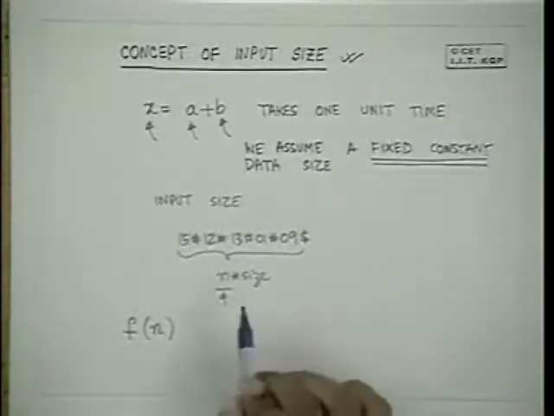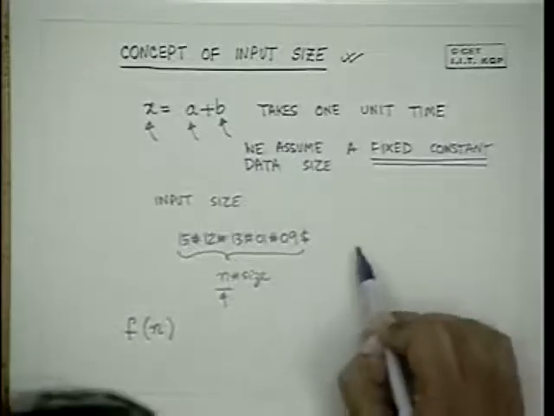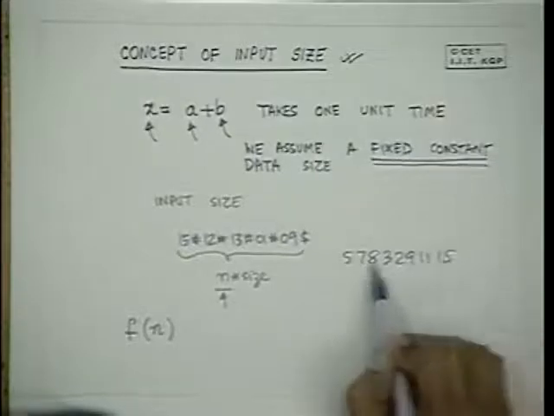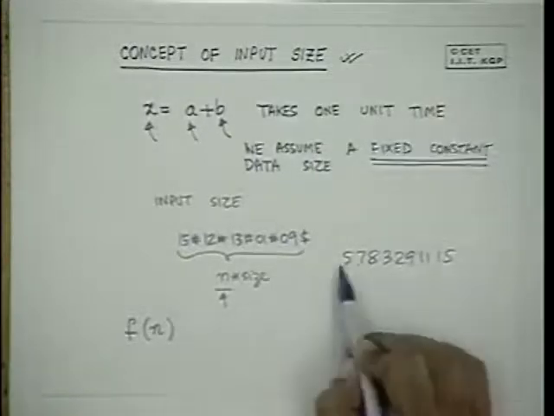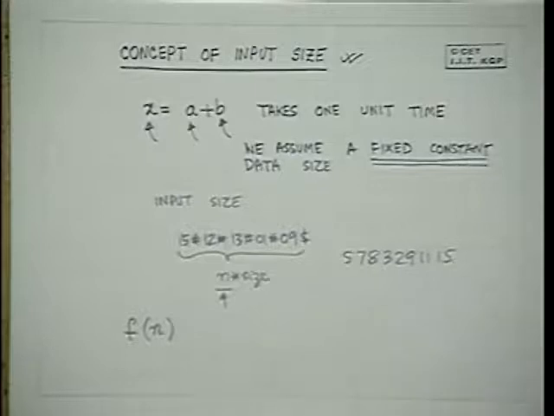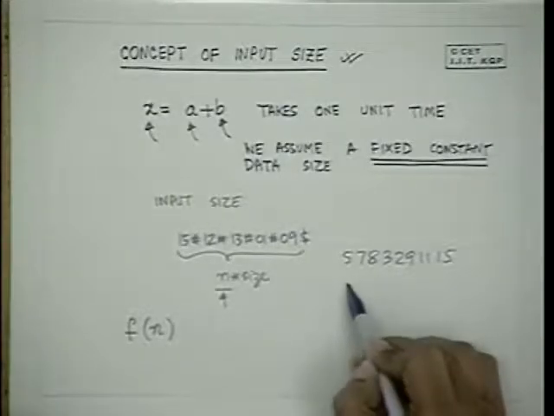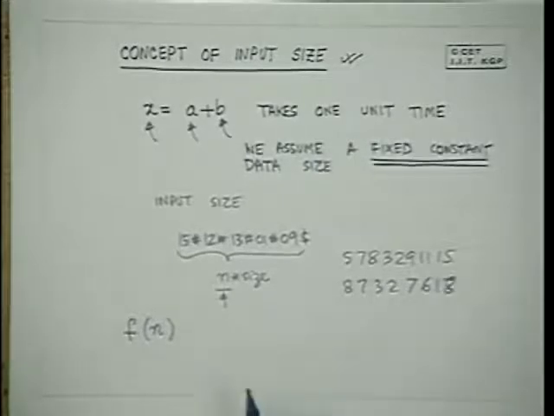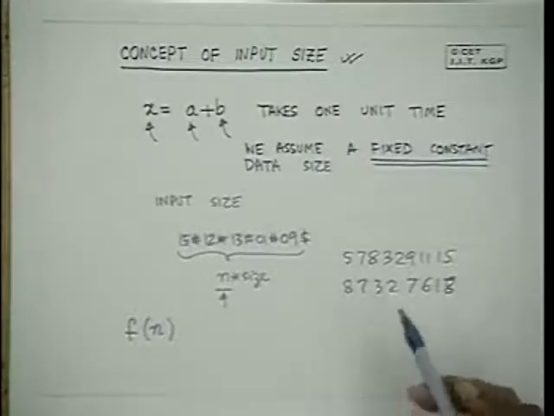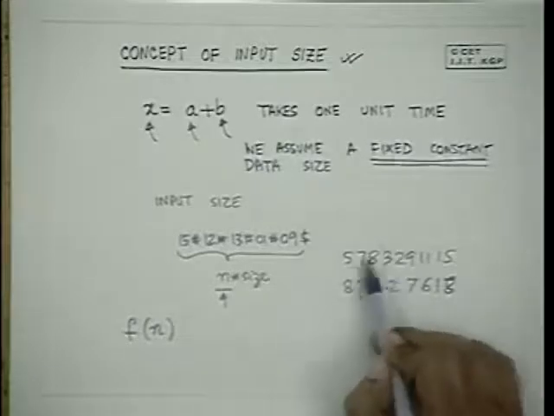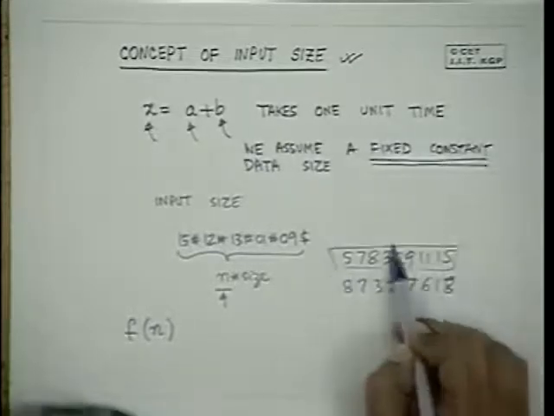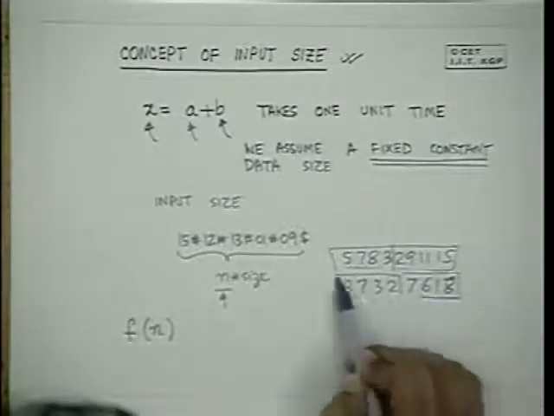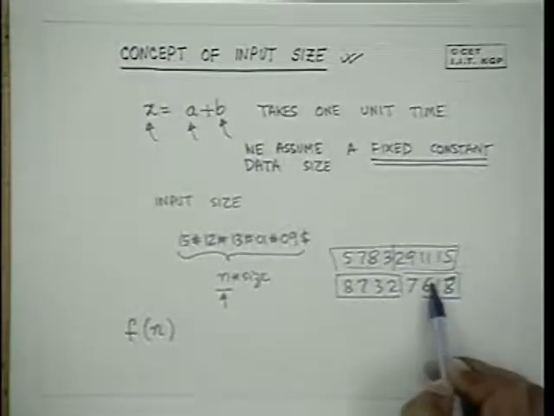And then you can write a program in which, for example, I give you 5, 7, 8, 3, 2, 9, 11, 15, one number is like this. So it's 5, 8, 7, 3, 9, 2, 1, 1, 1, 5. And I ask you to add it with 8, 7, 3, 2, 7, 6, 1, 8. Then what will we do? We will have a fixed size. We will break up this number into so many numbers of that size. We will break up this number into so many numbers of that size. And then we will do our addition.